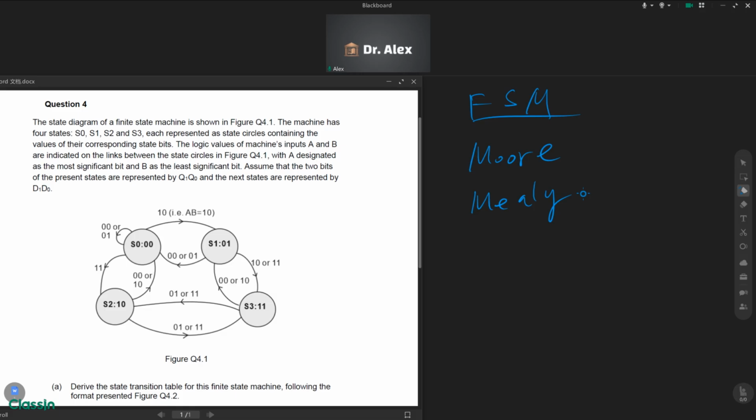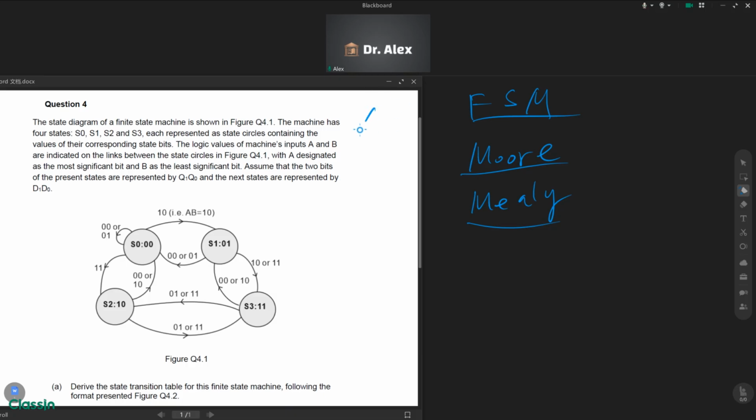Okay. And for the type of Moore FSM, the output state has a relationship only with the input. However, for the Mealy type of FSM, the output or the next state is related to both the current state and the input. All right.